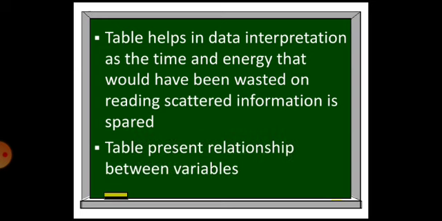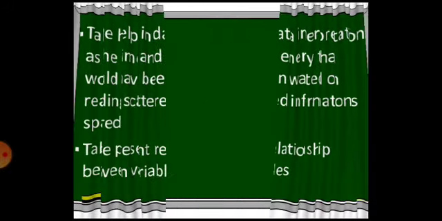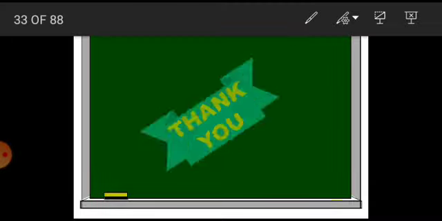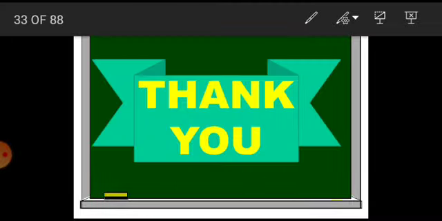A table presents the relationship between variables, like price of goods and services, variables like income of people and quantity demanded.